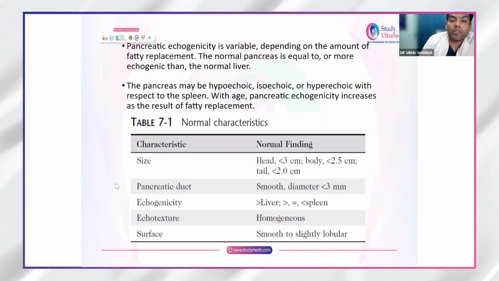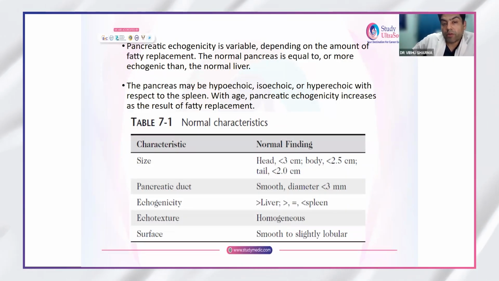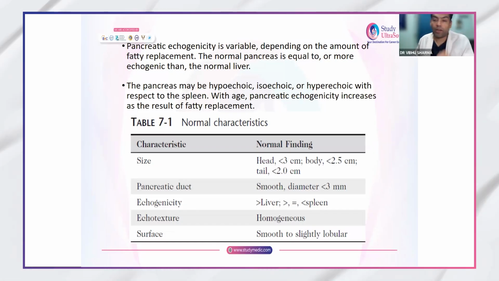So pancreatic echogenicity is variable depending on the amount of fatty replacement. Normal pancreas is equal to or more echogenic than the normal liver. Pancreas can be hypo, iso or hyperechoic with respect to the spleen, and as the age increases, there can be fatty replacement within the pancreas.